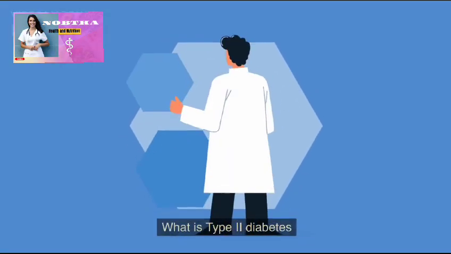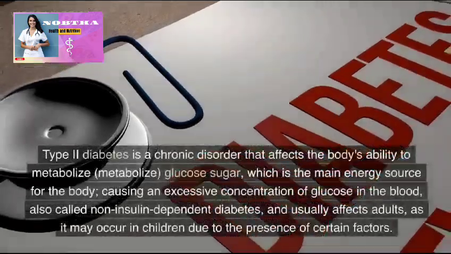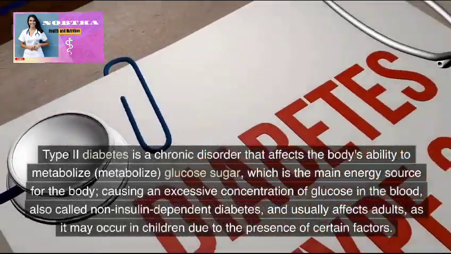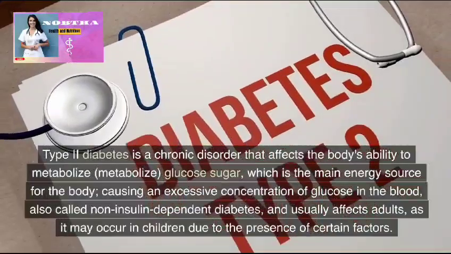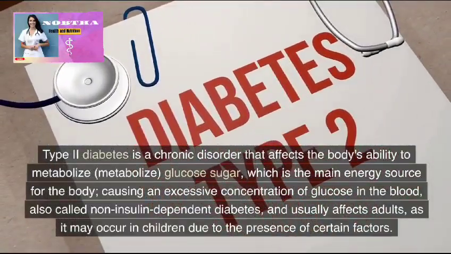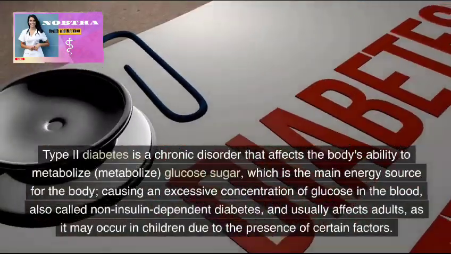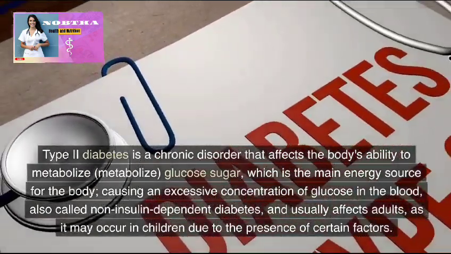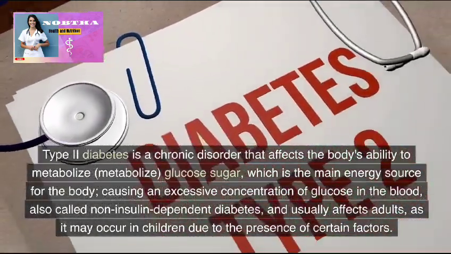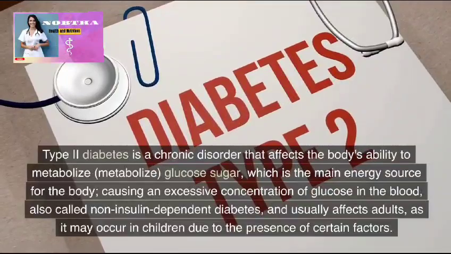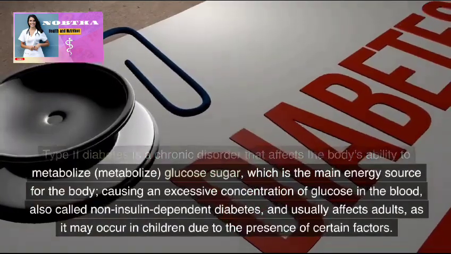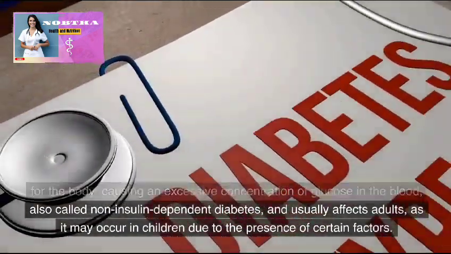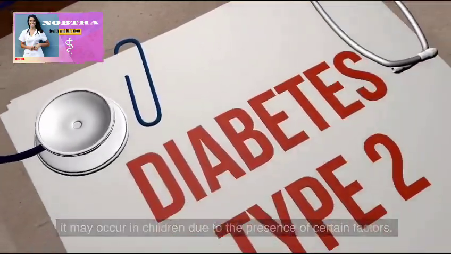What is type 2 diabetes? Type 2 diabetes is a chronic disorder that affects the body's ability to metabolize glucose sugar, which is the main energy source for the body, causing an excessive concentration of glucose in the blood. It is also called non-insulin dependent diabetes, and usually affects adults, as it may occur in children due to the presence of certain factors.